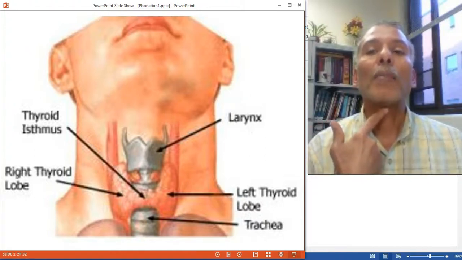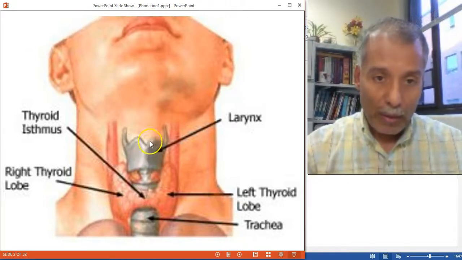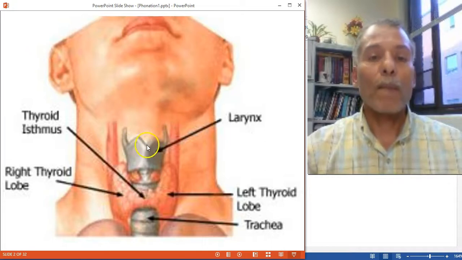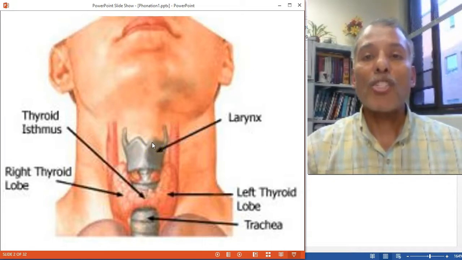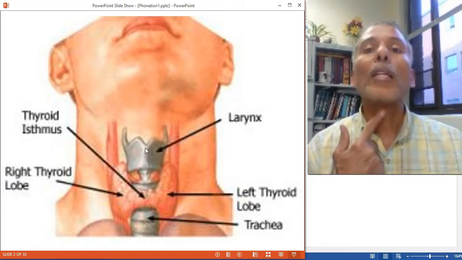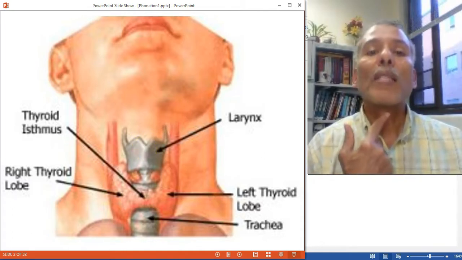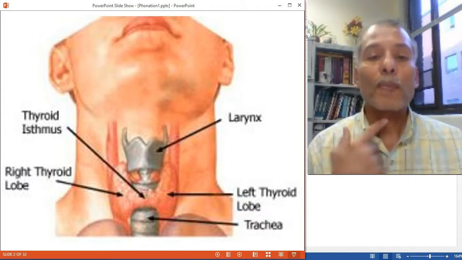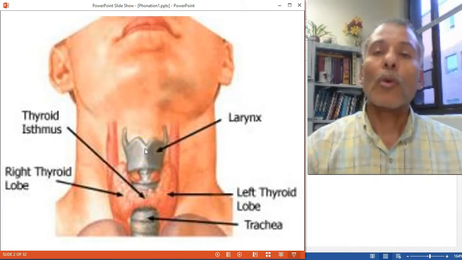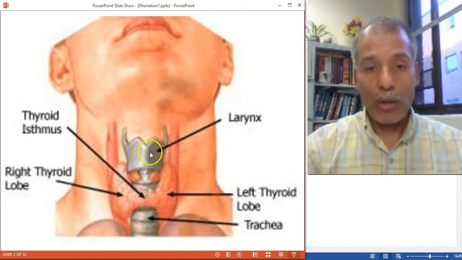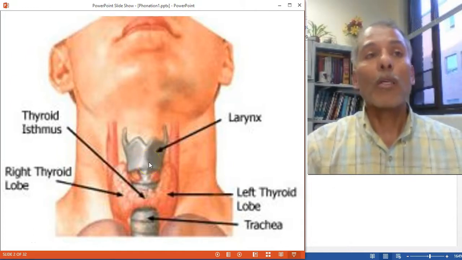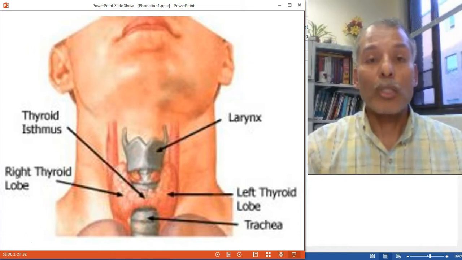Just to give you an idea, if you put your finger on what is called the Adam's apple, see that little V shape? That V shape is called the thyroid notch. Under that V shape, you have a prominent point that you can touch. That is sometimes called Adam's apple. That is one part of your thyroid cartilage, which is the largest cartilage of the larynx. So that is your system where you phonate or make a sound.